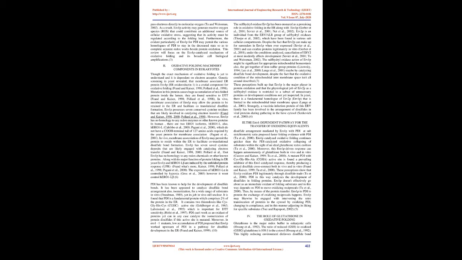3.2 Oxidative folding machinery components in eukaryotes. Though the exact mechanism of oxidative folding is yet to be understood, it is dependent on an electron acceptor. Genetic screening in yeast revealed that the membrane-associated ER protein ERO1p, ER oxidoreductin 1, is a crucial component for oxidative folding, Frand and Kaiser, 1998, Pollard et al., 1998. Mutation in this protein causes huge accumulation of misfolded protein inside the lumen. They are found sensitive to DTT, Frand and Kaiser, 1998, Pollard et al., 1998, in vivo.